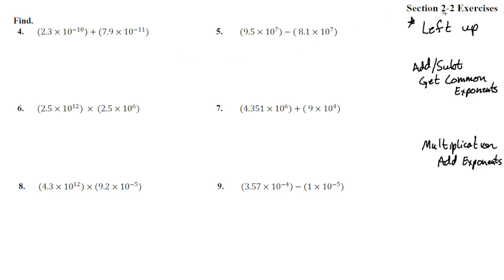Here we are in section 2-2 exercises numbers 4 through 9. We're reviewing some arithmetic with scientific notation, and let's remind ourselves of a few of the key points. We can change the exponents. If we move the decimal left, it will move the exponent up. Decimal left, left up. It's left up to you.